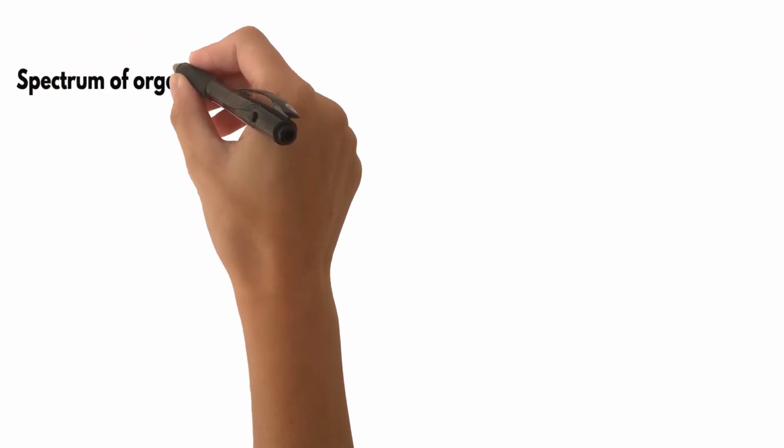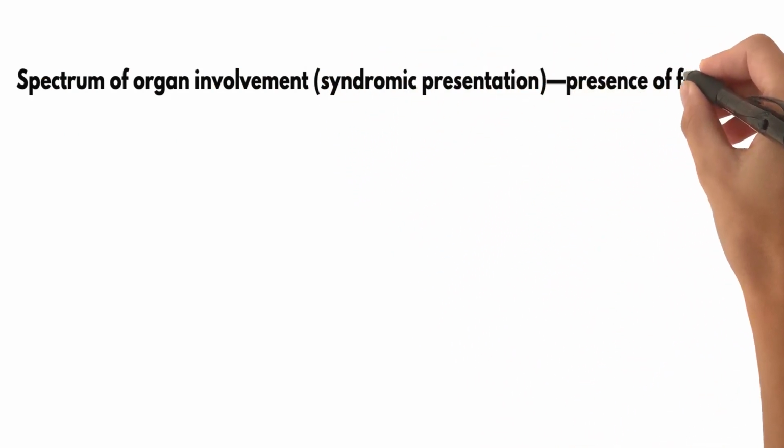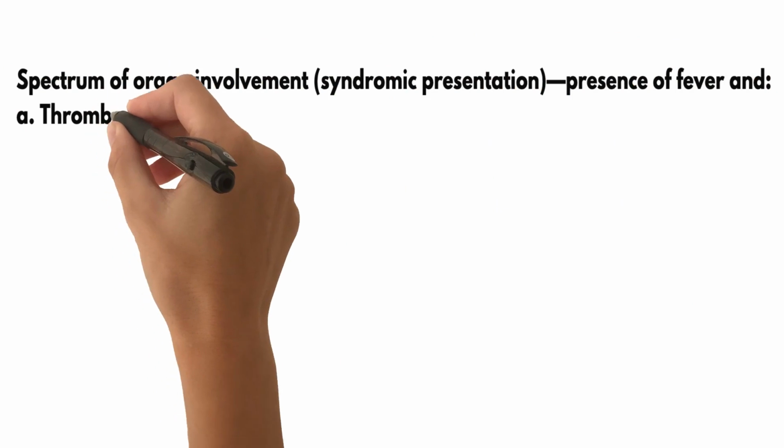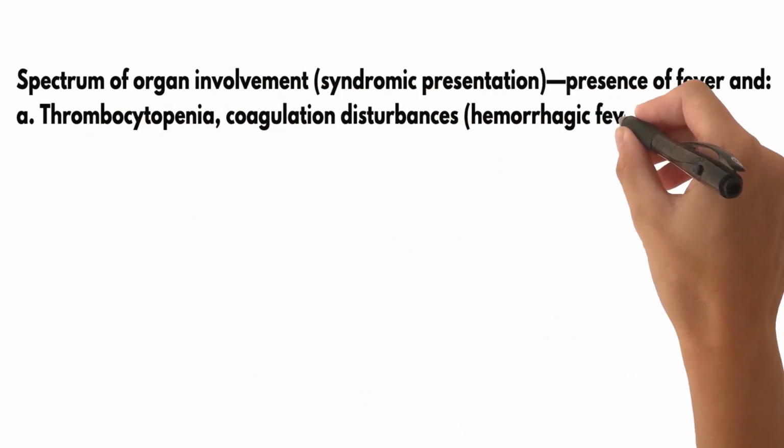Finally is to understand the spectrum of organ involvement, that is the syndromic presentation. It is usually presence of fever associated with A. Thrombocytopenia, coagulation disturbances, hemorrhagic fever.